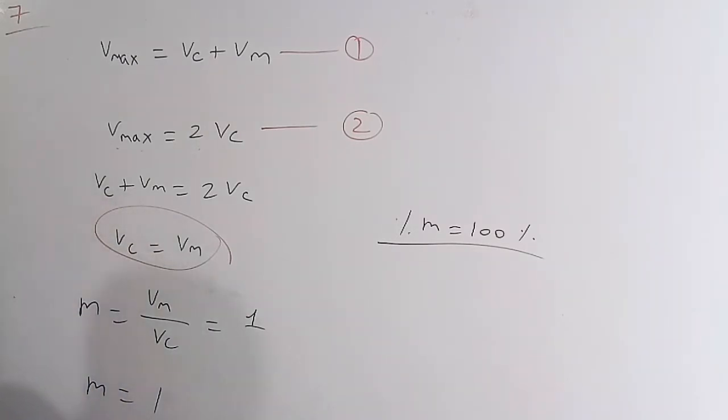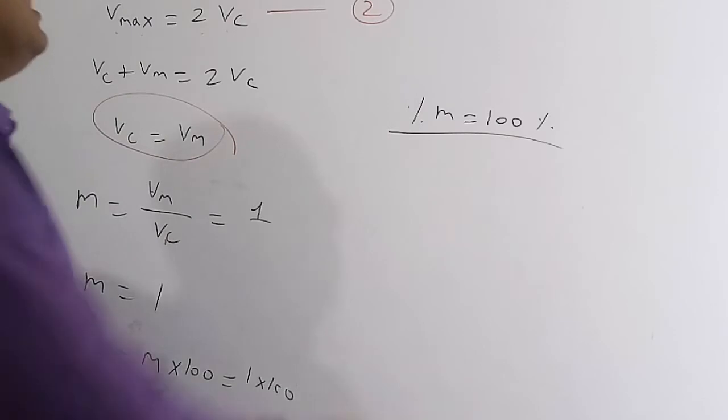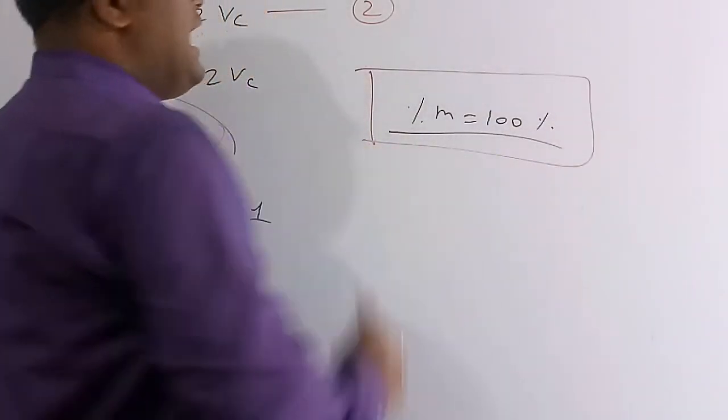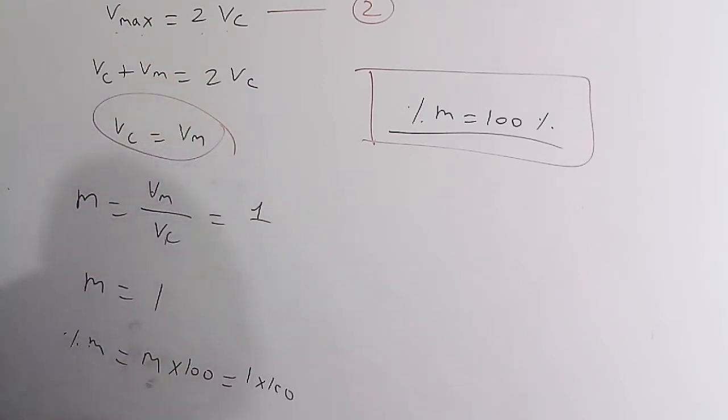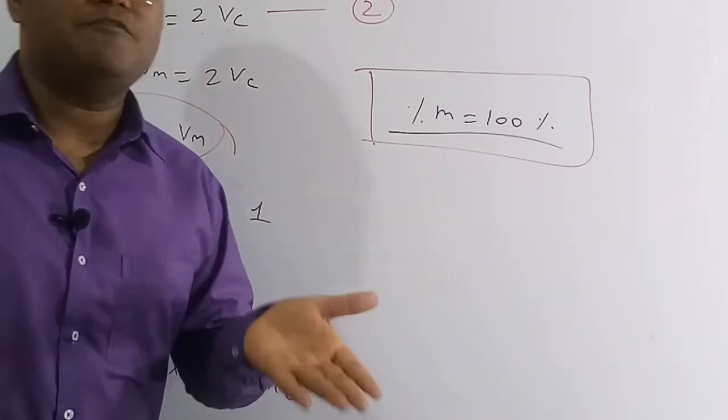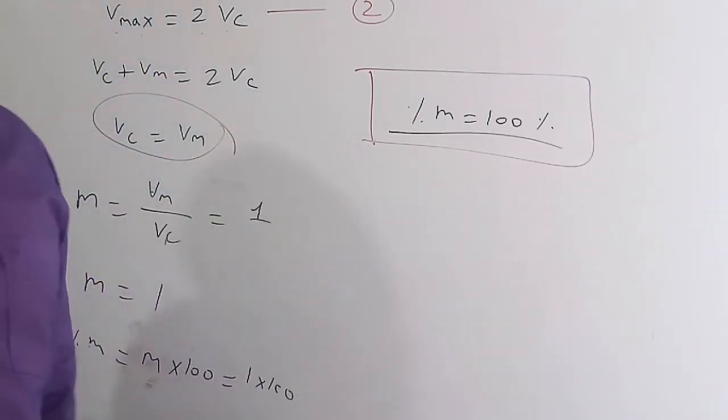But the modulation index formula is Vm by Vc. As Vm is equal to Vc, therefore M is equal to 1. Now we need to do it in terms of percentage, meaning whatever value we got, we have to multiply by 100. So 1 into 100. Therefore the modulation index value is 100%. This is the basic way to solve this question. So finally the percentage of modulation index is nothing but 100%.